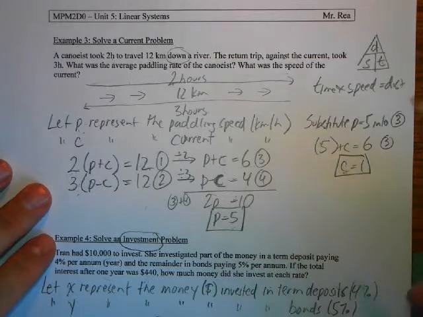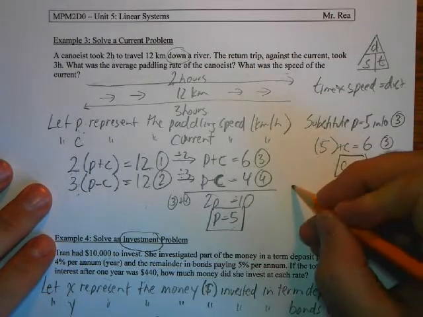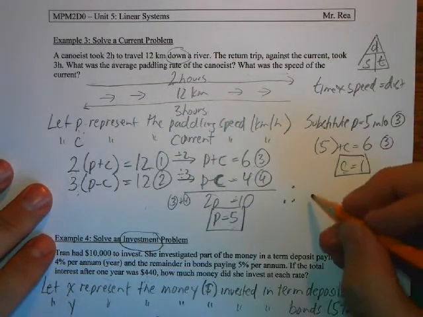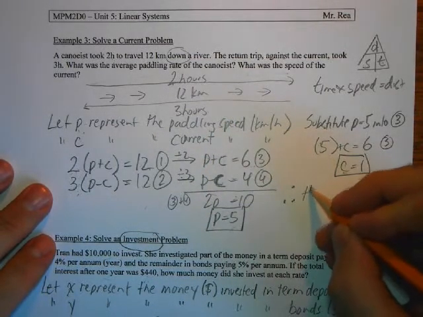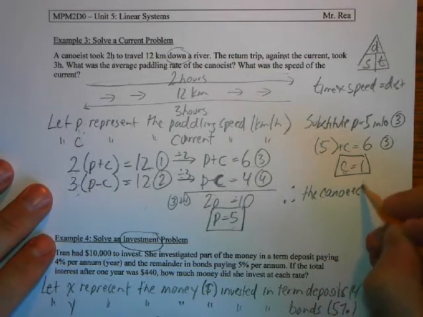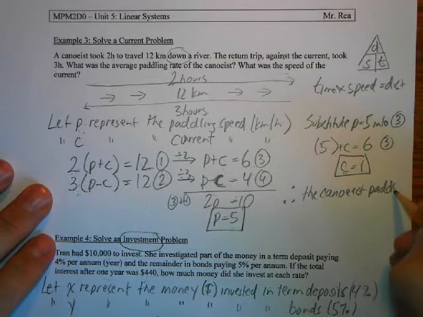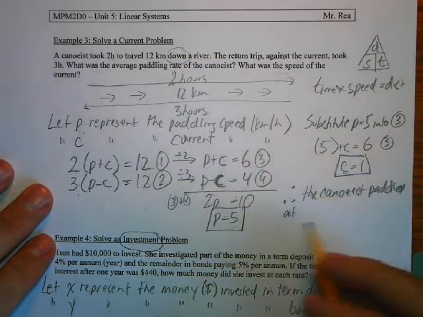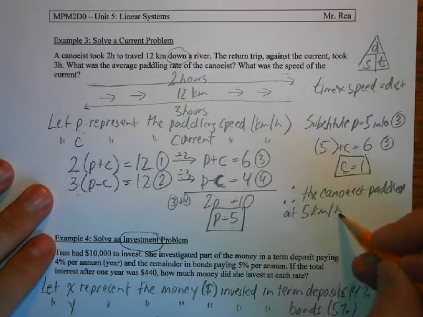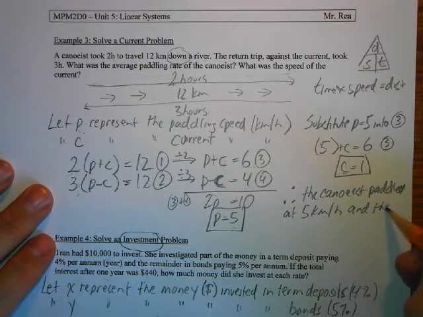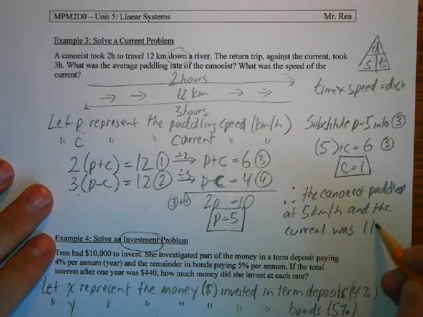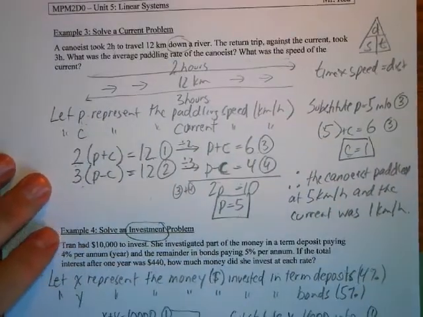Okay, so just to wrap this up now. What was the speed of the current? What was the speed of the canoeist? Therefore, the canoeist paddled at a rate of 5 kilometers per hour, and the current was 1 kilometer per hour. Okay. All right, so there you go.